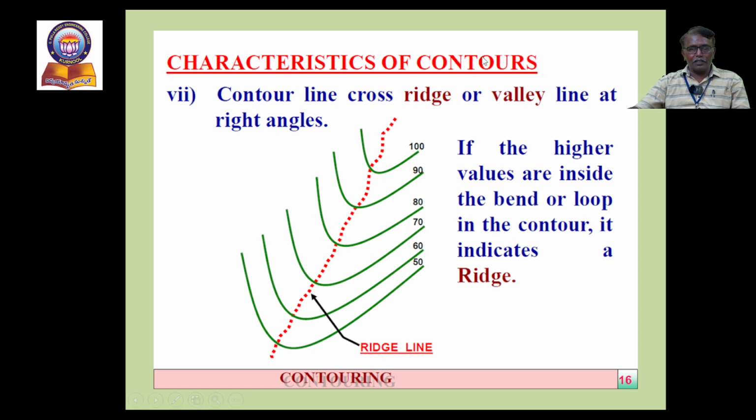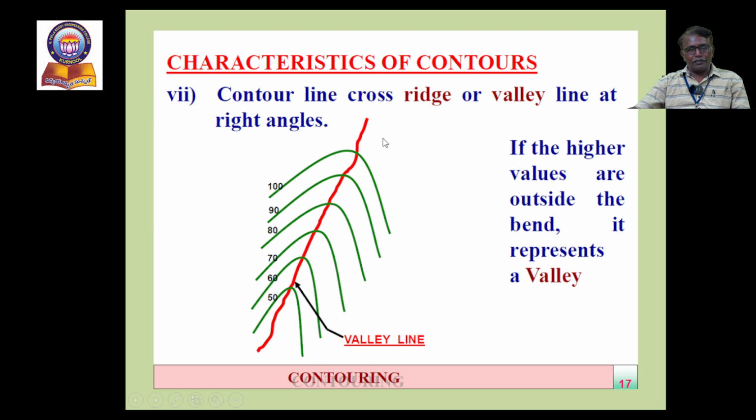The next characteristic is ridge or valley. Contour lines cross a ridge or valley line at right angles. This is a ridge line. If the higher values are inside the bend or loop in the contour, it indicates a ridge. Ridge line. Next, if the higher values are outside the bend, it represents a valley. This is a valley line.